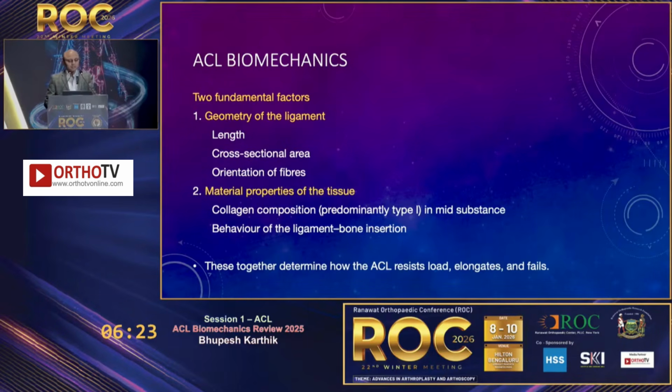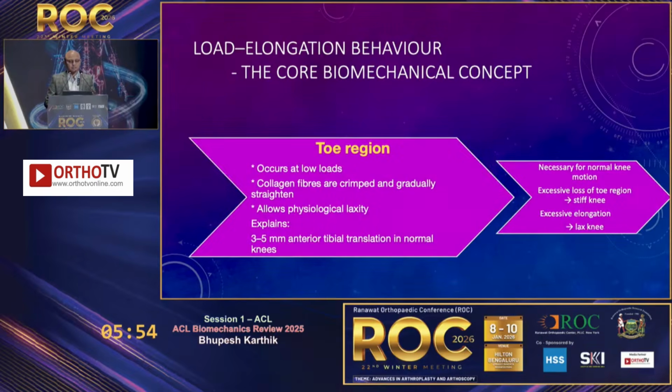Going into biomechanics, there are two fundamental factors for ACL biomechanics. One is the geometry of the ligament itself, and the second is the material property of the tissue. The length and the orientation of fibers predominantly take care of the geometry of the ligament. The collagen composition and the behavior of the ligament-bone interface takes care of the material properties of the tissue. Together, they resist load, elongation and failure.